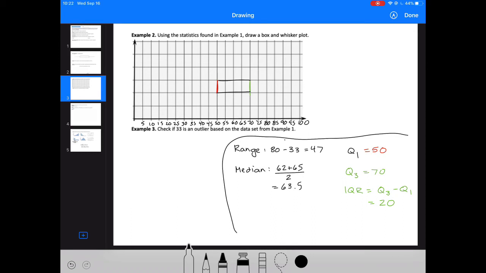Now I know that my maximum value is 80. So I'll put a bar right here and a whisker between those two. And I know that my minimum value is 33. So that's probably somewhere here. And I'll go like this. And then I have my minimum, my Q1, my Q3, and I can't forget about Q2, which is my median, 63.5 here-ish.